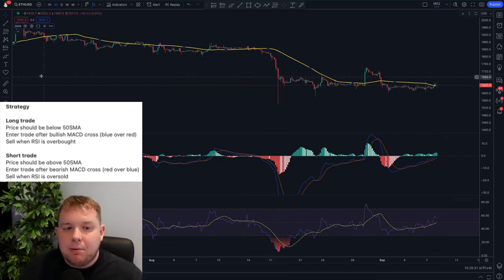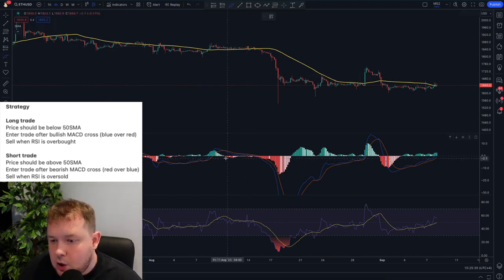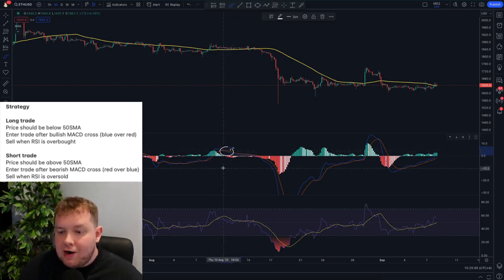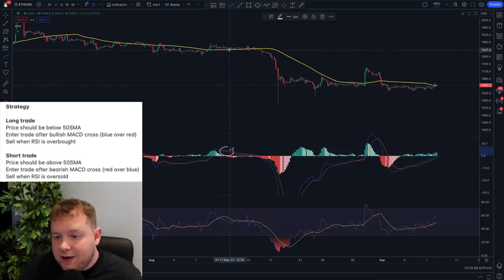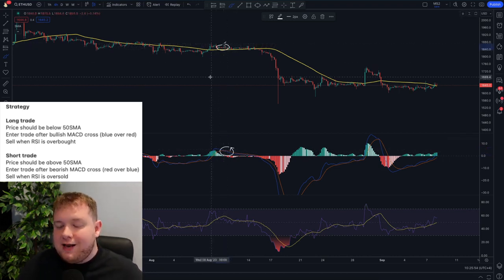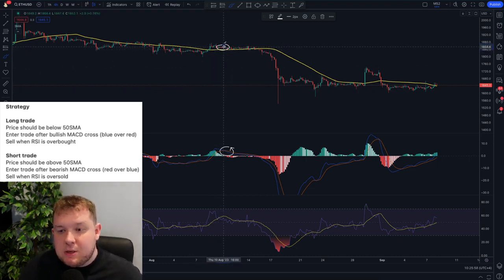So I'll give you a quick example. It sounds complicated, but it's actually not. So right here we have a cross on the MACD right there. We can see this cross right here. The red line is crossing above the blue line, which is a bearish cross right here. So we can see this price cross happens exactly right here. We then want to go ahead and enter a trade because we're above the 50 SMA.